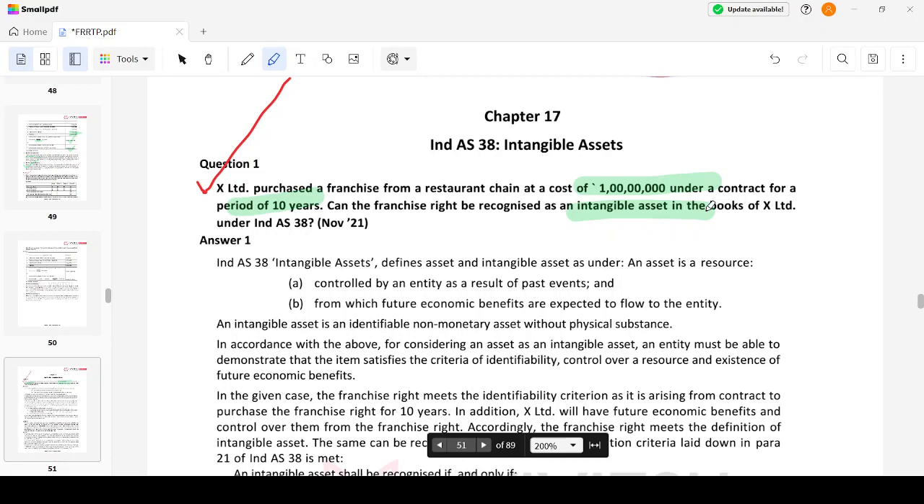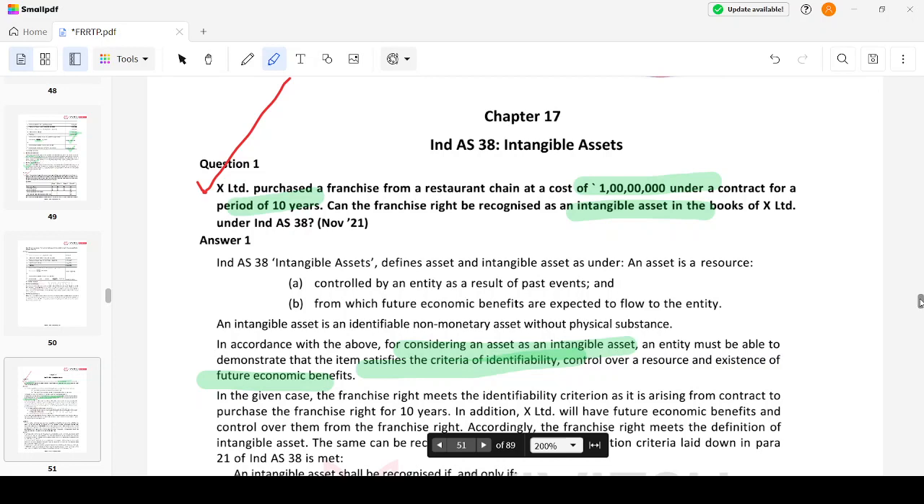Okay. Ind AS 38 defines intangible asset as under: an asset is a resource controlled by an entity as a result of past event and from which future economic benefit is expected to flow to the entity. An intangible asset is an identifiable non-monetary asset without physical substance. In accordance with the above, for considering an asset as an intangible asset, an entity must be able to demonstrate that it satisfies the criteria of identifiability, control over the resource, and existence of future economic benefit.